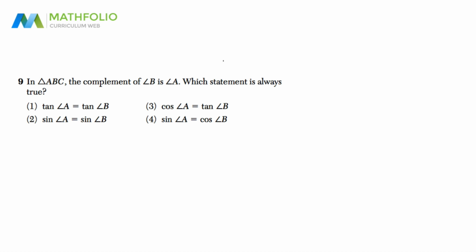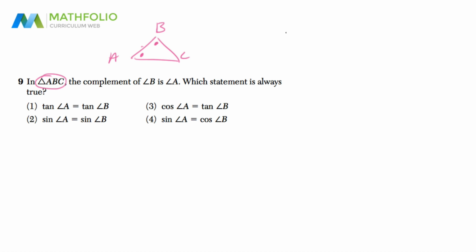Okay, question number 9. In triangle ABC, the complement of angle B is A. Which statement is always true? Well, let's take a look at this. Triangle ABC, I'm just going to throw this down real quick. It says the complement of B, the complement of this angle, is this angle. Well, let's think what that means.